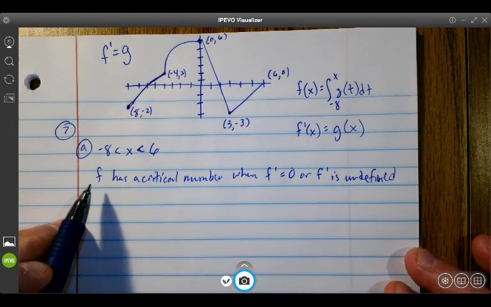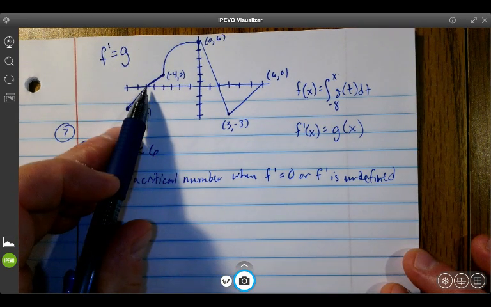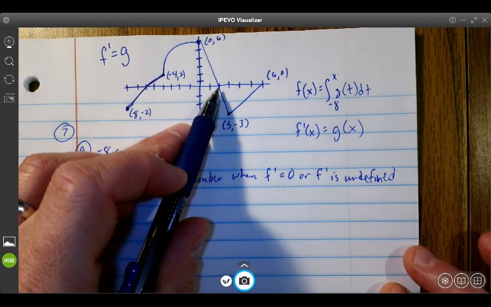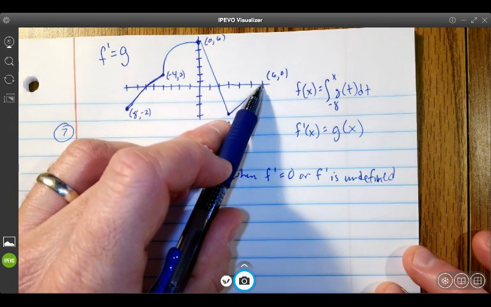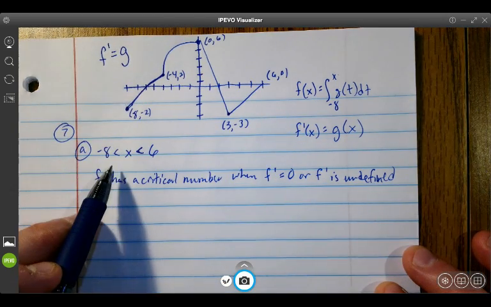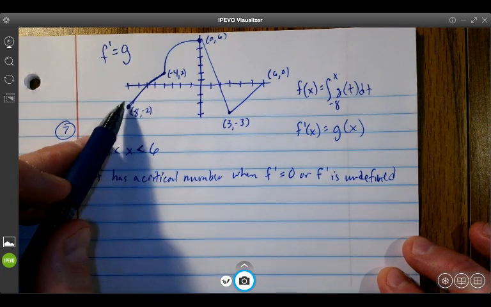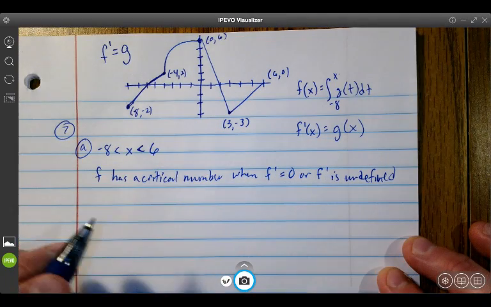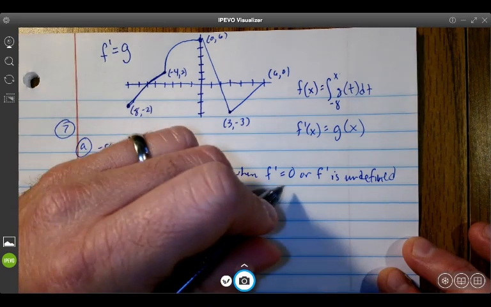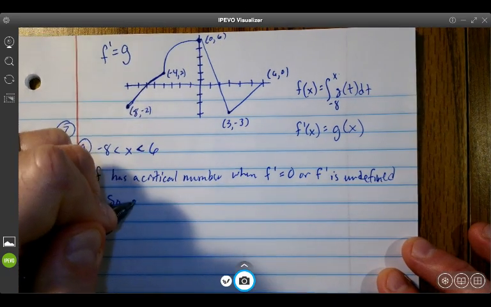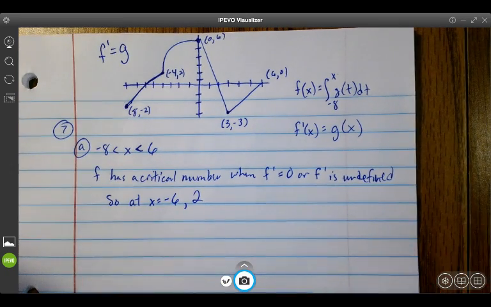So we want to know when f prime equals 0. When this graph equals 0, that would be at -6 and 2. Now, it also has an endpoint here, and equals 0, and has an endpoint here. But notice it told you that we're only looking for values of x between -8 and 6, so not including the endpoints. So we can say f has a critical number when f prime equals 0 or is undefined, so at x equals -6 and 2. We've identified the critical numbers.